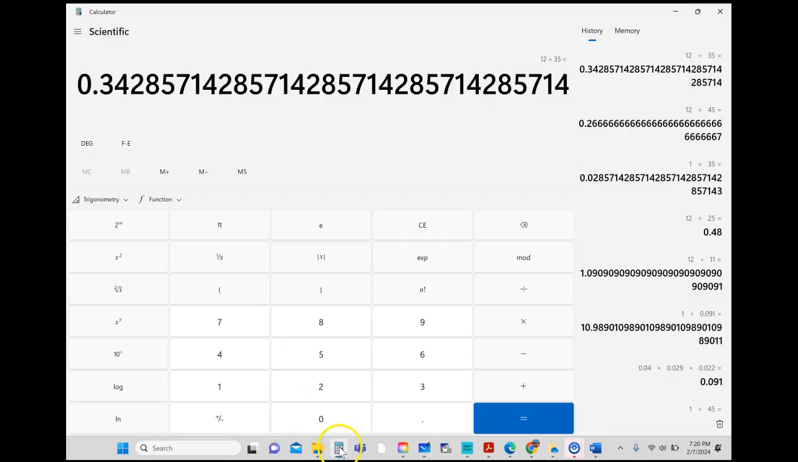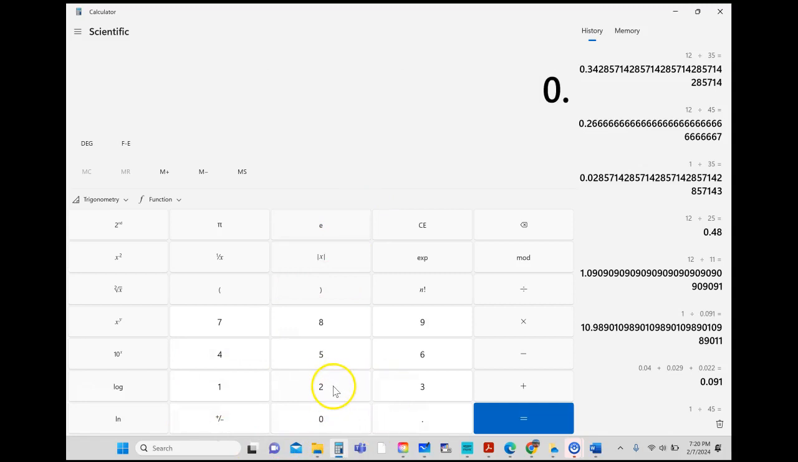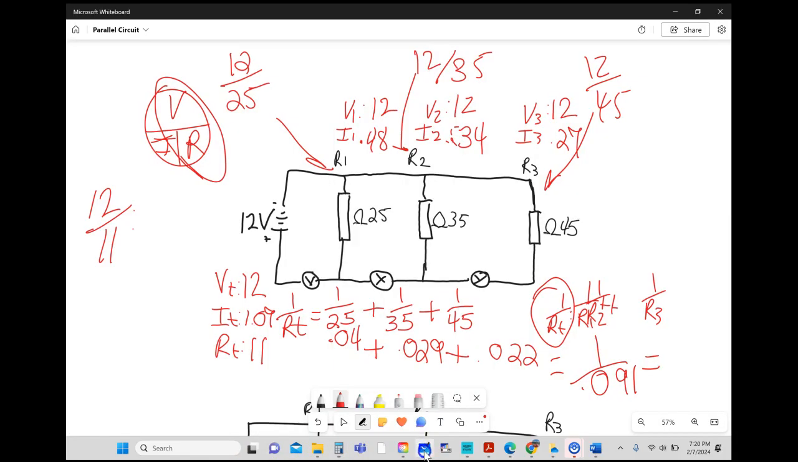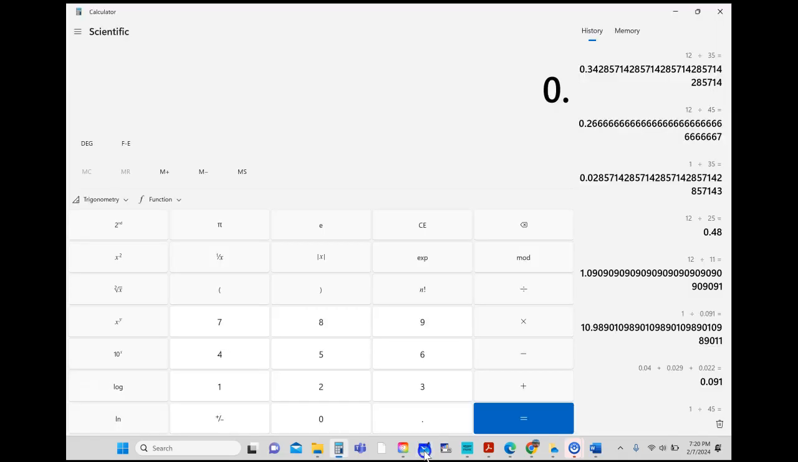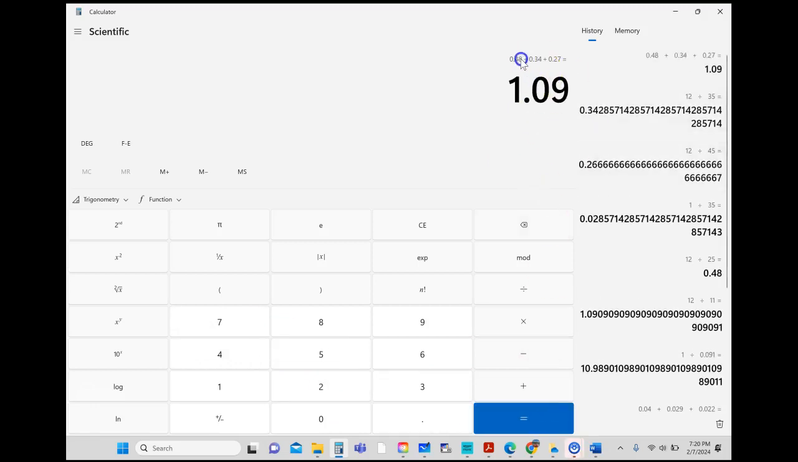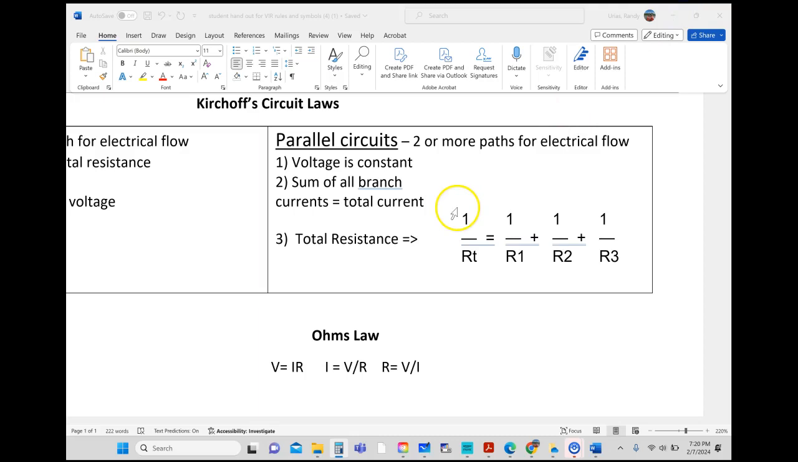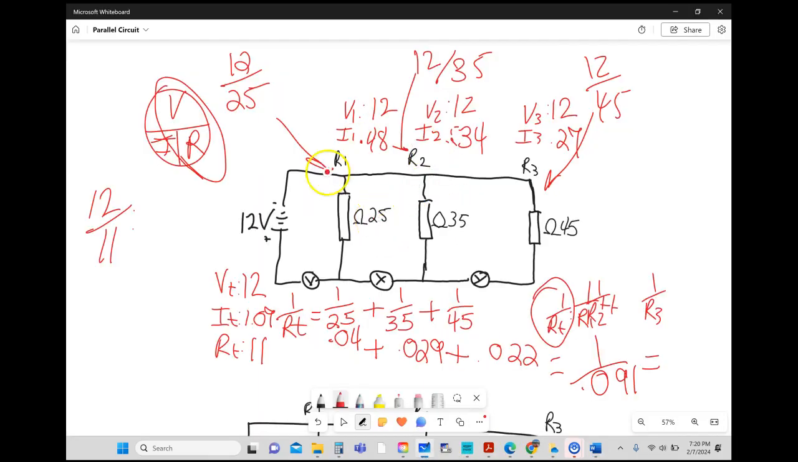Now, all we need to do now is add this, plus that, and that should equal 1.09. That tells us if we're correct. Okay, so let's go ahead and do that. So that is what was the first one? 48. Okay. So 0.48 plus 0.34 plus 0.27 equals, yep, 1.09. So that means we are correct. Okay. And everything works. Okay, that's how we do a parallel circuit.